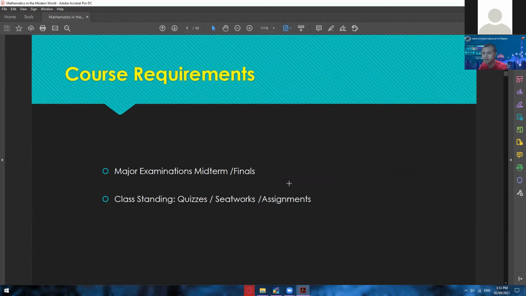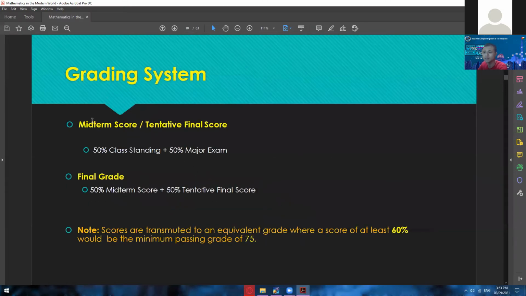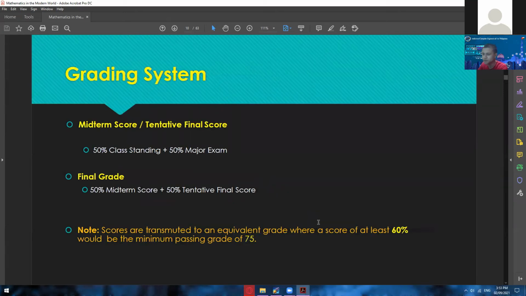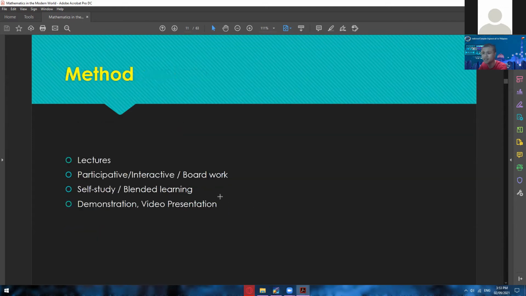So, course requirements. I've already discussed this one a while ago. Of course, especially your major examinations, and then the class standings. And here's how we compute your grade, just another way of solving your midterm score and then final grade. I've already discussed this, so I will not go over it again.